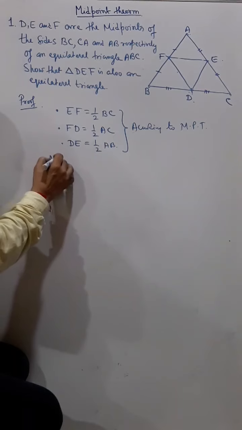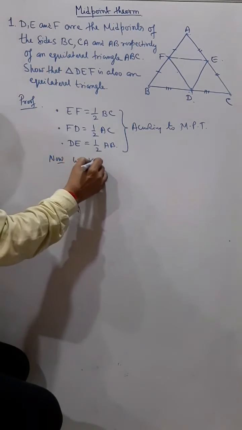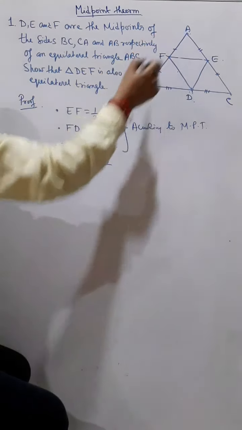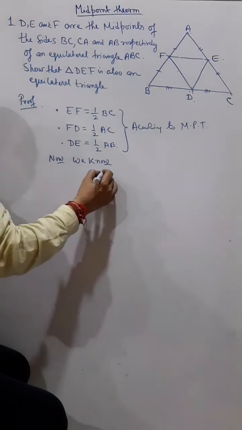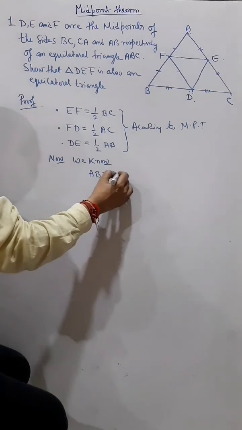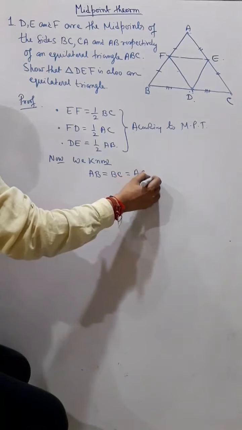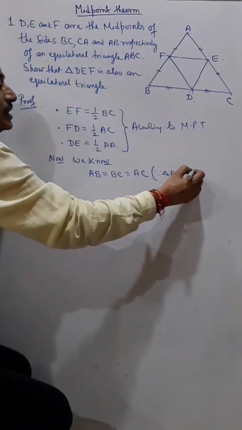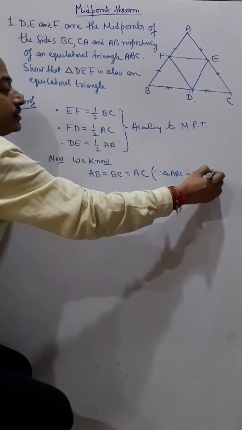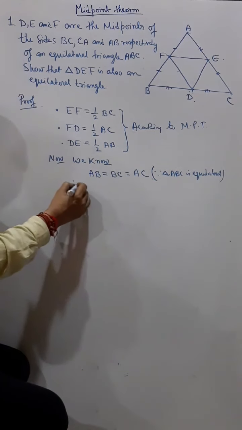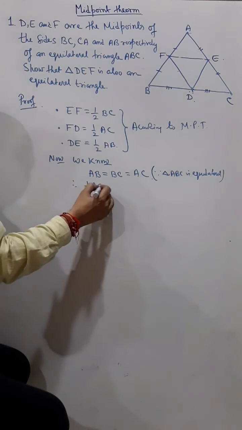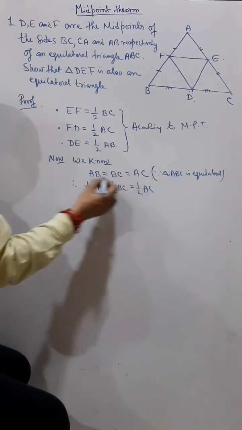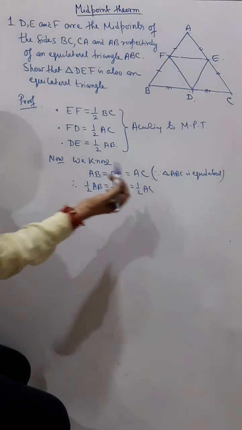Now we know that triangle ABC is an equilateral triangle, it is given. So we know that AB is equal to BC is equal to AC. Since triangle ABC is equilateral, therefore we can say that half of AB will be equal to half of BC and will be equal to half of AC, because these three are equal. So therefore their halves are also equal.